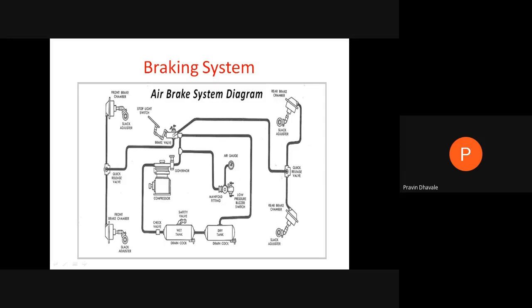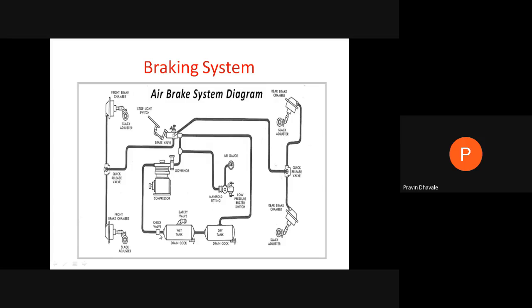This will be the compressor. It will compress the air and supply the compressed air to this brake valve. And this will be the manifold, which will show the actual air pressure of the compressed air after the compressor. And this will be the governor. It will control the speed of the compressor depending upon the pressure requirement. These are the tanks: this will be the dry air tank and the wet tank. These are the drain pipes.